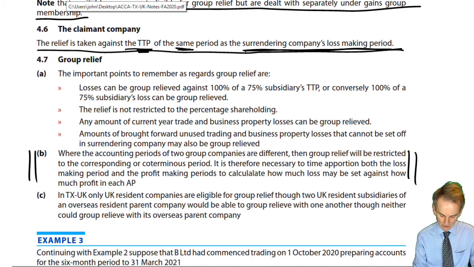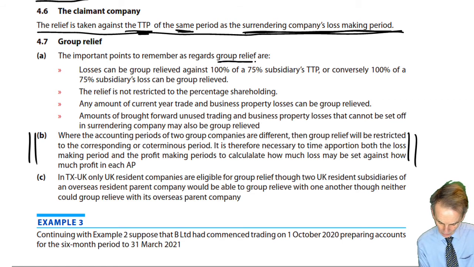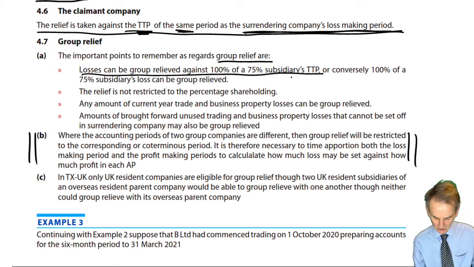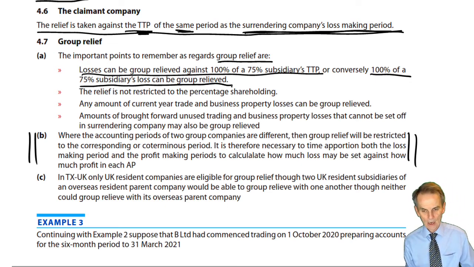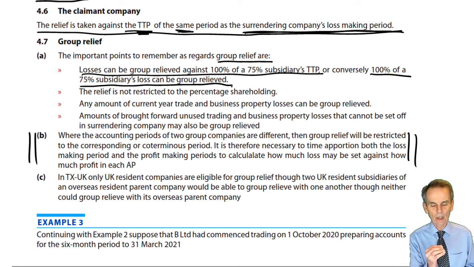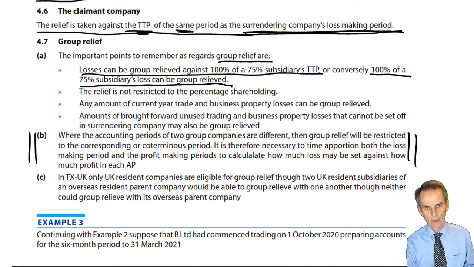Going back to our notes, therefore, the important points now to remember as regards group relief are: losses can be group relieved against 100% of a 75% subsidiary's TTP, or conversely, 100% of a 75% subsidiary's loss can be group relieved. As soon as you have the magic share ownership level of 75% or more, that means the companies in question, parent company owns 75% of subsidiary. That means that group relief is available.